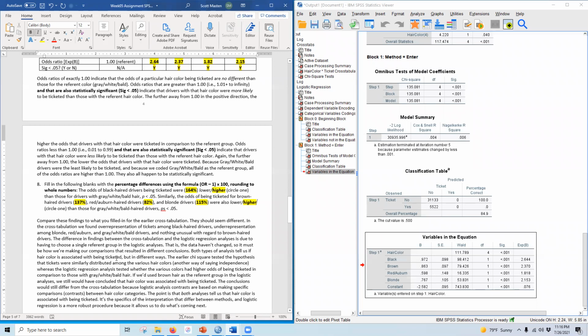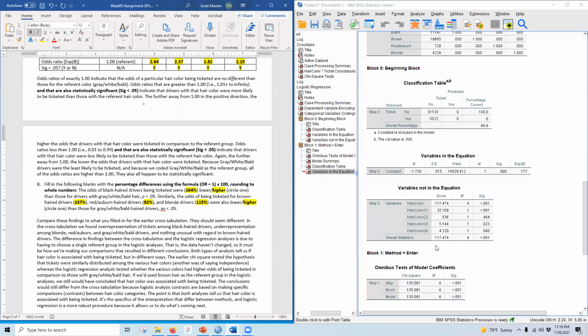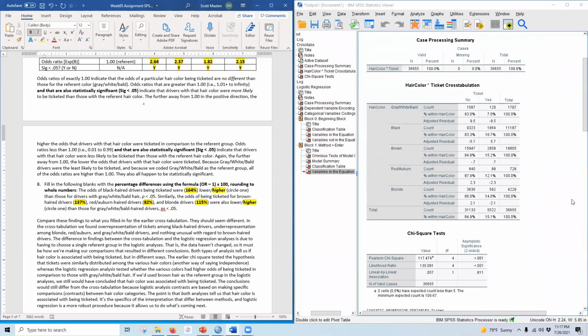So the crosstab found an overrepresentation of tickets among black-haired drivers, underrepresentation among blonde, red Auburn, and gray, white, bald, right? So why are things different here? Things are different here because we're no longer comparing whether getting a ticket and hair color were independent, right? That's the chi-square test of independence. And it found that gray, white, balds were less likely to get a ticket, black is more likely to get a ticket, brown didn't differ, red Auburn was less likely to get a ticket, sorry, and blonde was less likely to get a ticket.